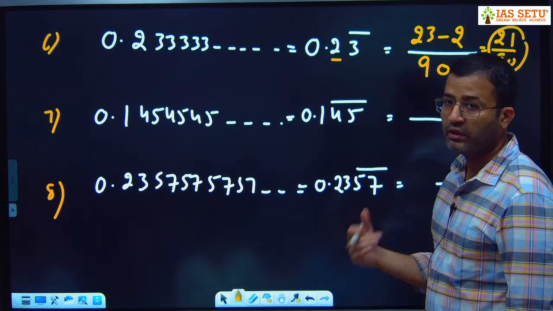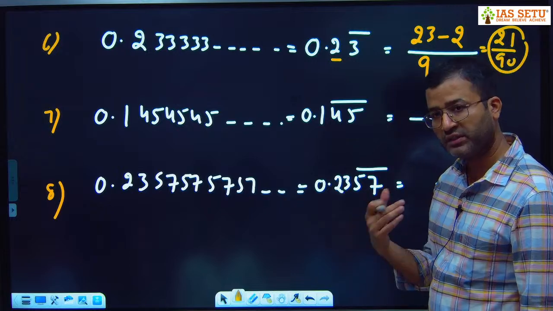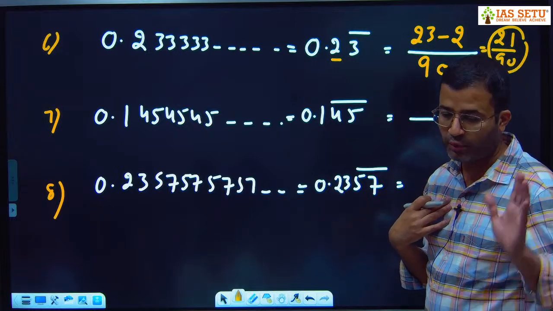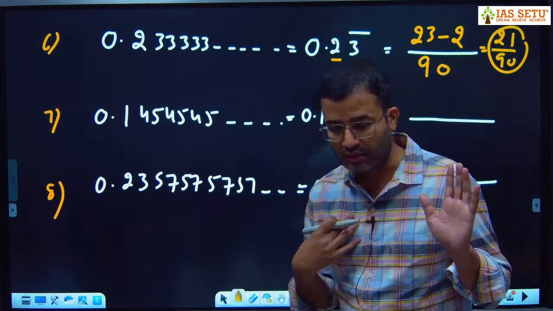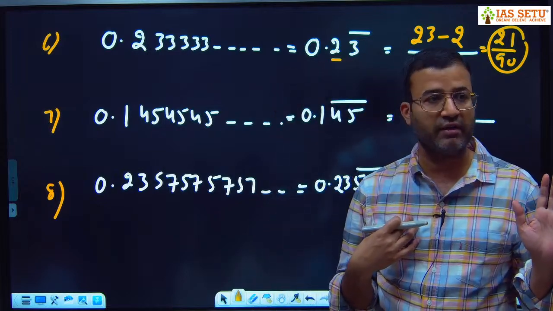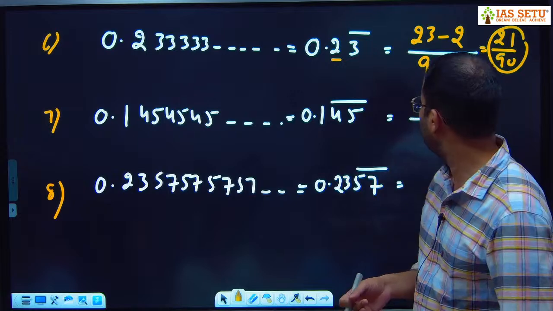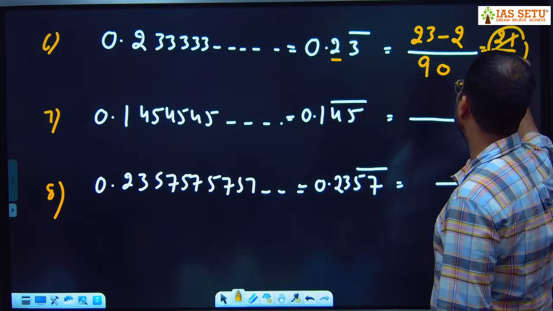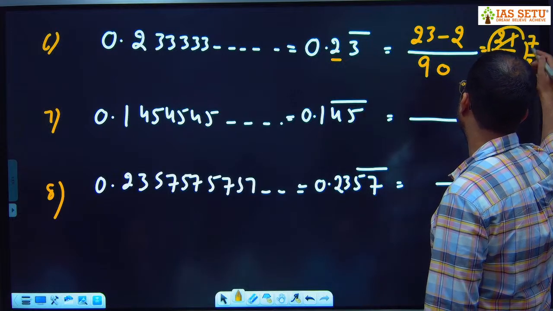Here in class only one person can skip the simplification, that is me. Okay, you have to do it. Divide by 3, 7 upon 30.